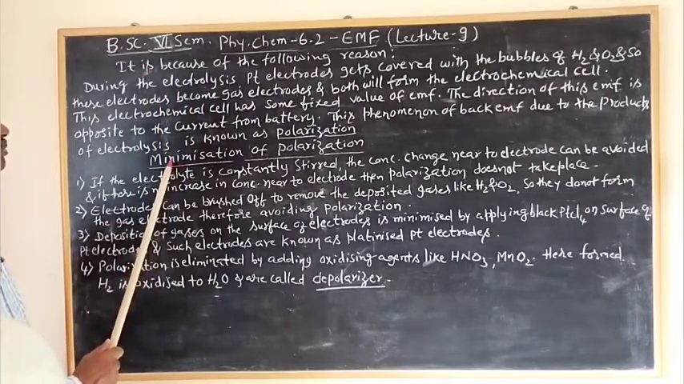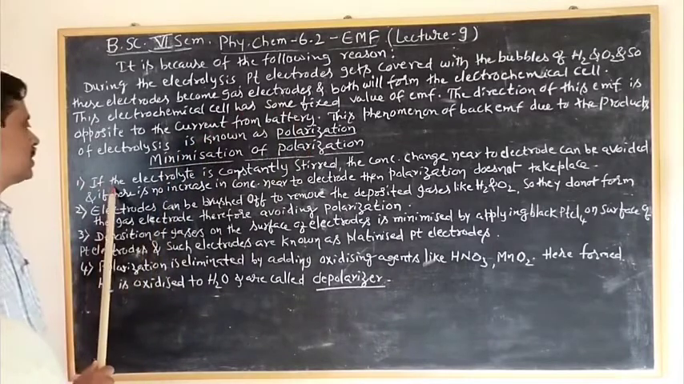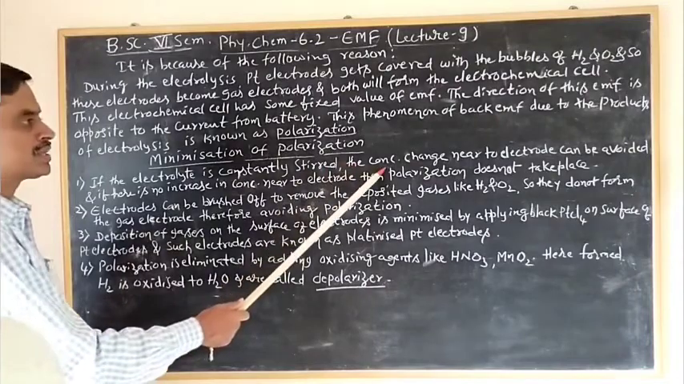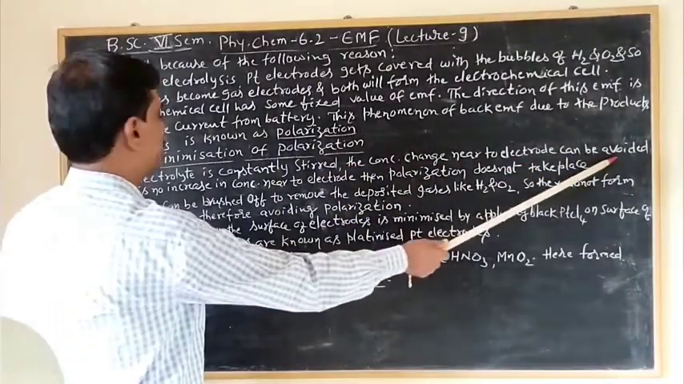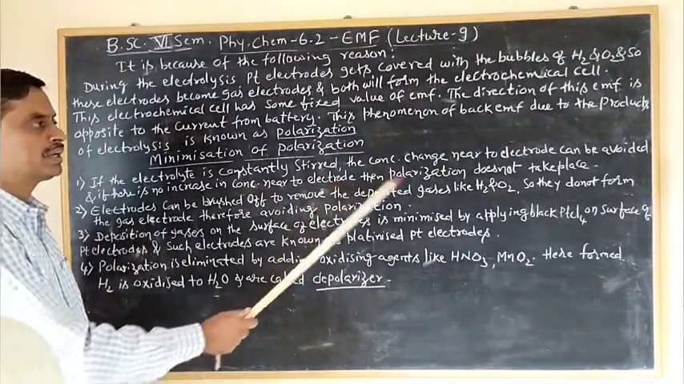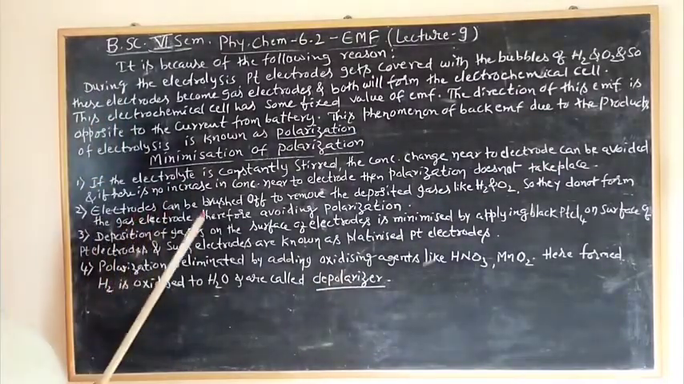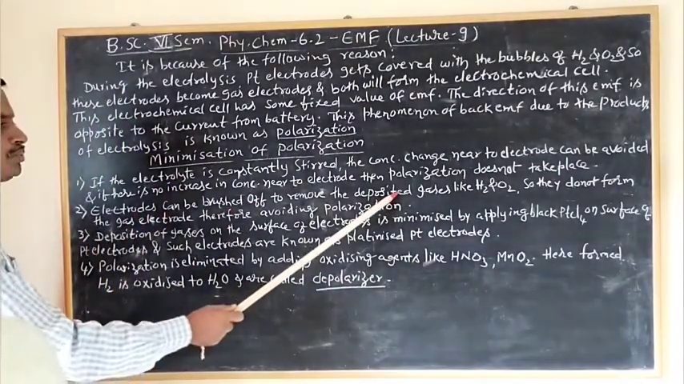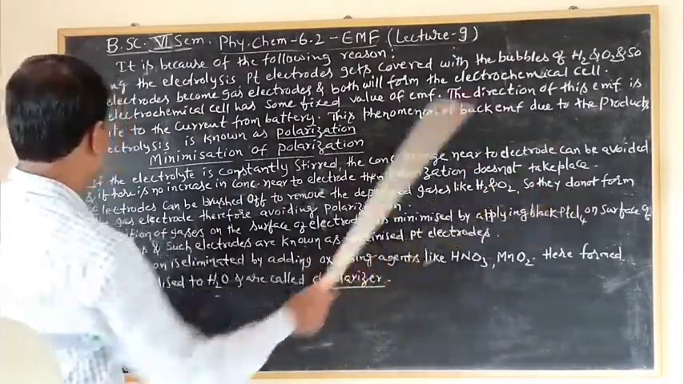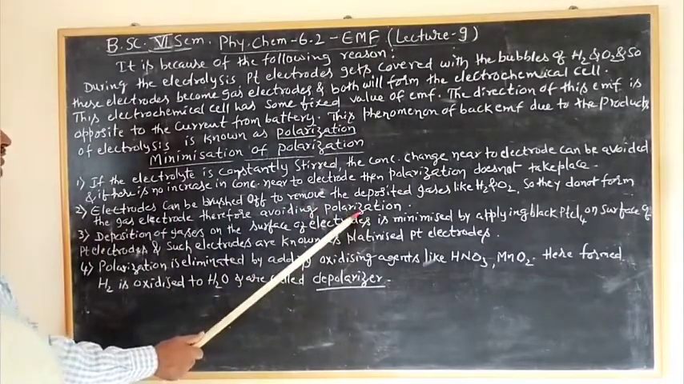Now we have to study the minimization of polarization. How to minimize the polarization? First one, if the electrolyte is constantly stirred, constantly mixed, the concentration change near the electrode can be avoided. And if there is no increase in the concentration near the electrode, then polarization does not take place. Second one, electrodes can be brushed off to remove the deposited gases like H2 and O2, so they do not form the gas electrode, therefore avoiding polarization. This is the second one.